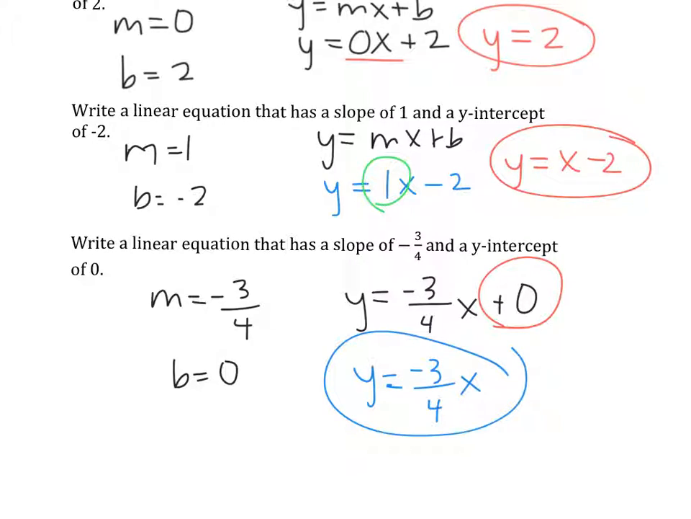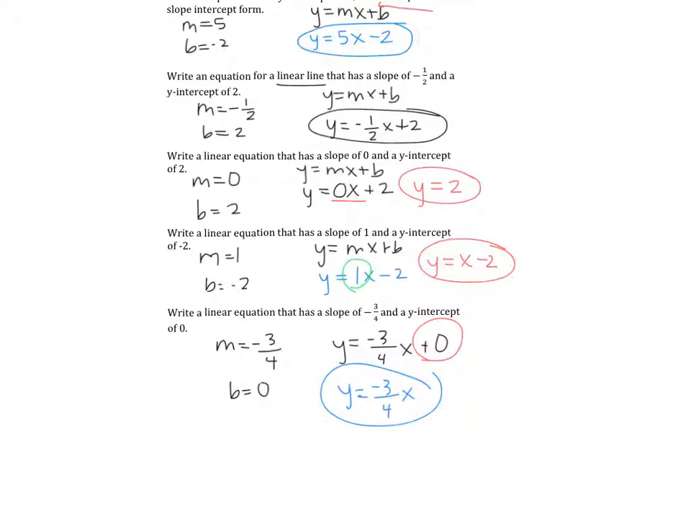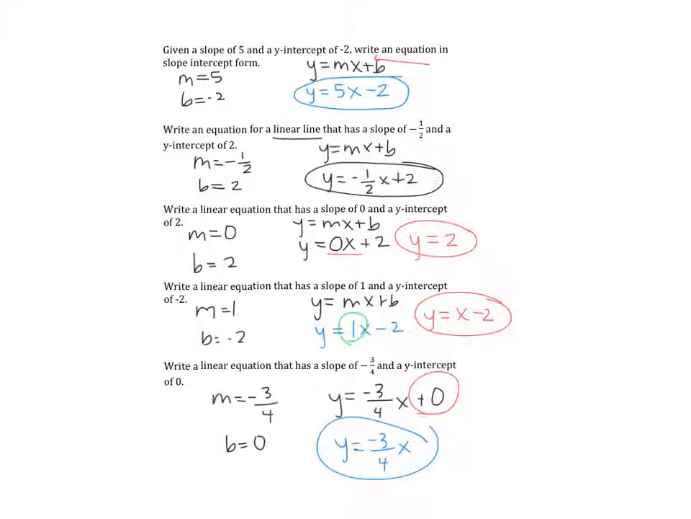So again, to recap what we did on this part of the notes is we wrote an equation in slope-intercept form given a slope and a y-intercept.